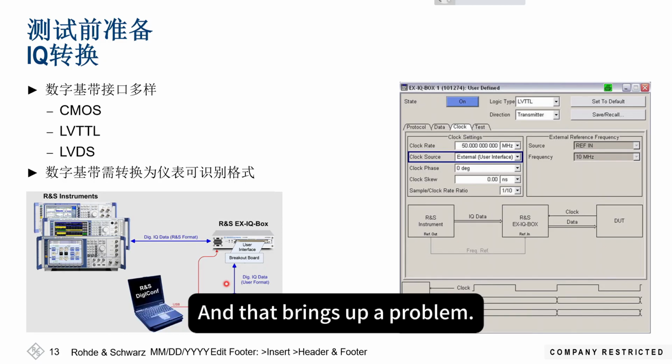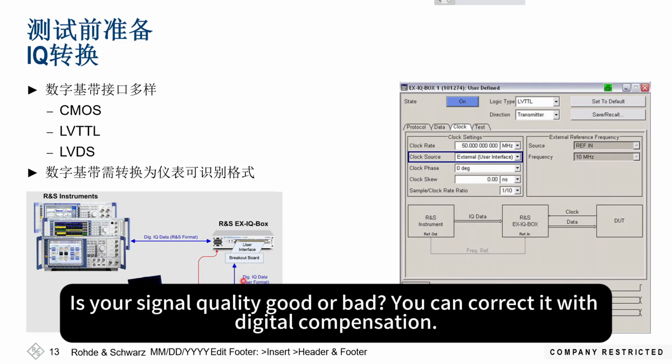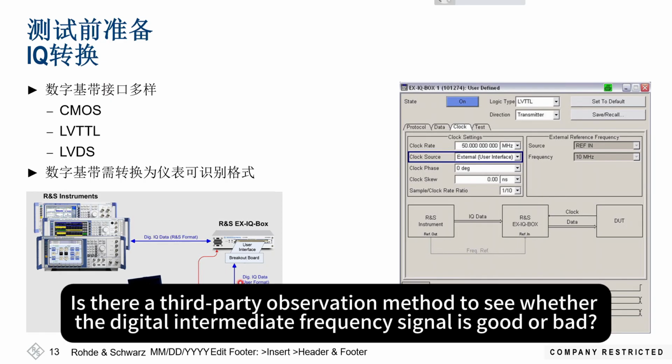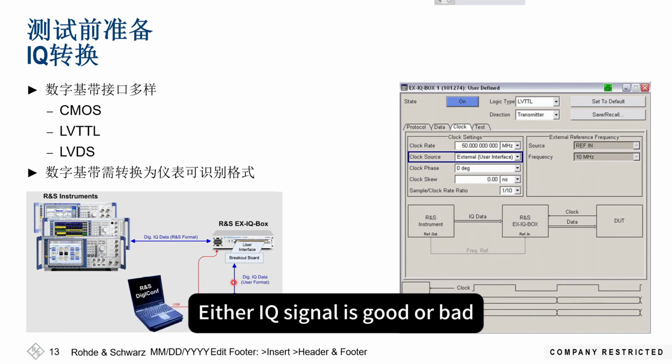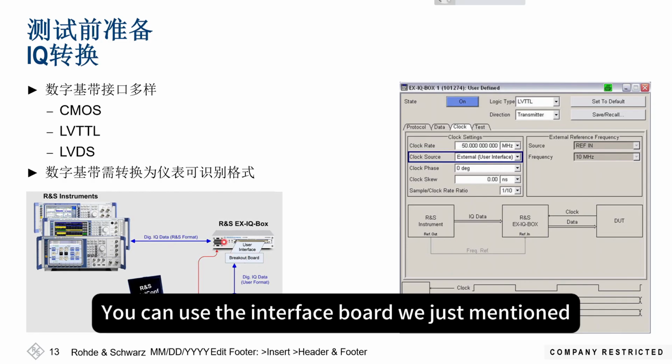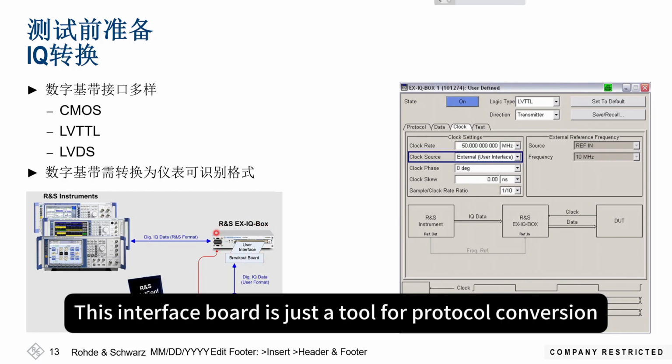And that brings up a problem. Is your signal quality good or bad? You can correct it with digital compensation. Is there a third-party observation method to see whether the digital intermediate frequency signal is good or bad, whether the IQ signal is good or bad? You can use the interface board we just mentioned.